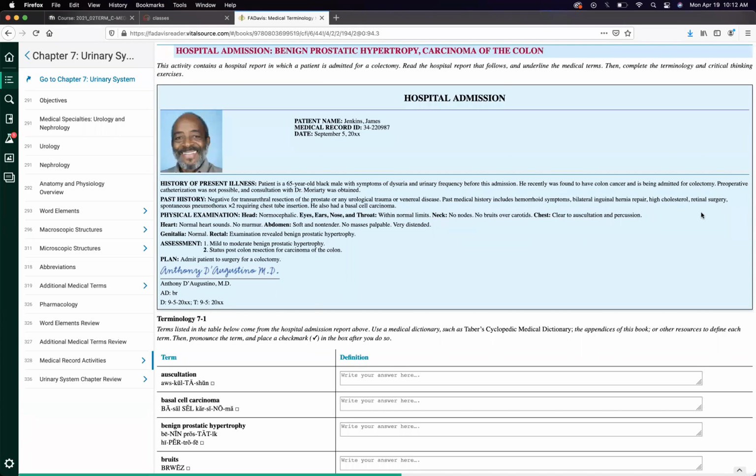Does my patient have any issues with his eyes? Yes, he had retinal surgery. Your retina is where? In your eye. When we did the inguinal hernial repair, did we do it on the left, right, both, or neither? It's bilateral. We did it on both. So you can see now how this case has so many questions.